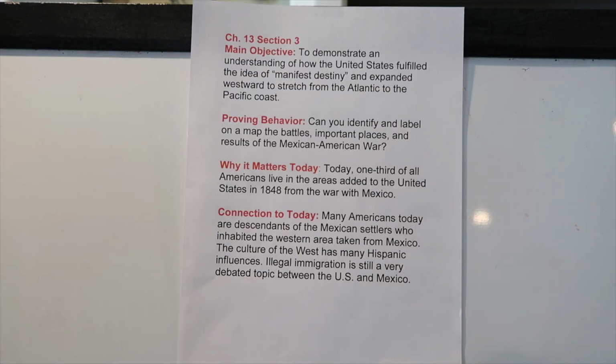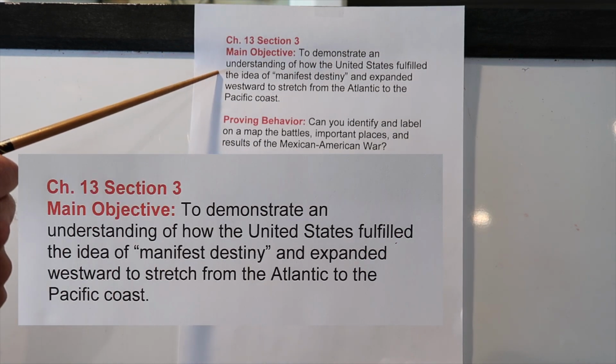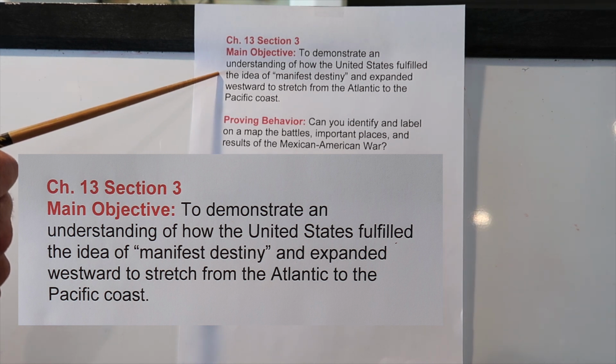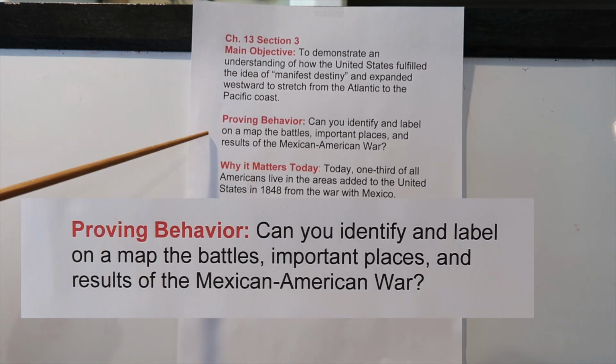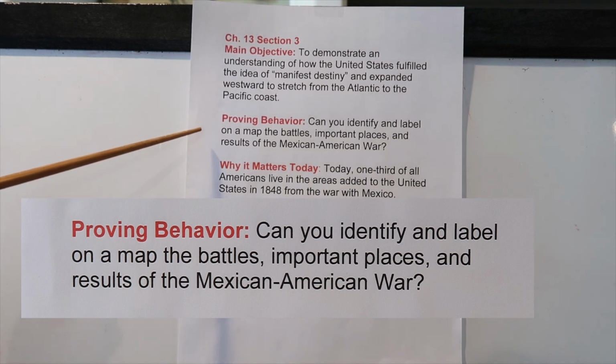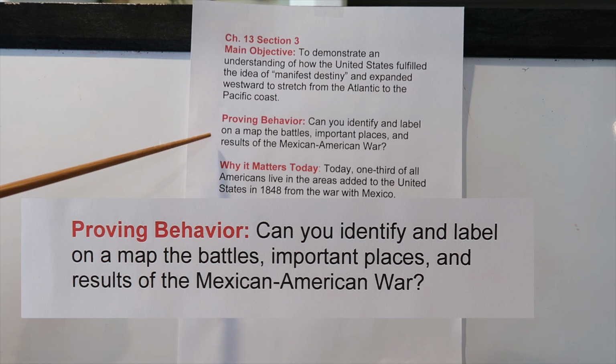So here we have the main objective for Chapter 13, Section 3, and the main objective is to demonstrate an understanding of how the United States fulfilled the idea of manifest destiny and expanded westward to stretch from the Atlantic to the Pacific coast. The proving behavior is that after you watch this video, I'd like you to go to School Loop and click on the assignment, and you'll be able to see another attachment. We've already done two other attachments before this.